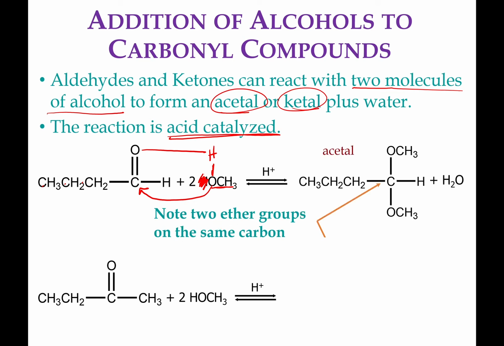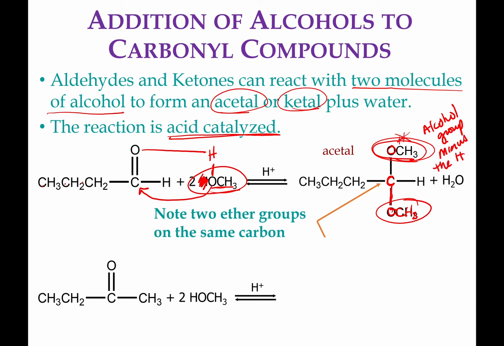So we're going to get two ether groups. Here we have one. This is our original one. The original addition would have been this one, OCH3, and we had OH before. Now we're removing that H and we're getting the OCH3 because it's going to be whatever's on the other side of the alcohol. These are going to be matched. So this is the alcohol group minus the hydrogen. And then in the end, we're also going to get water as a byproduct.